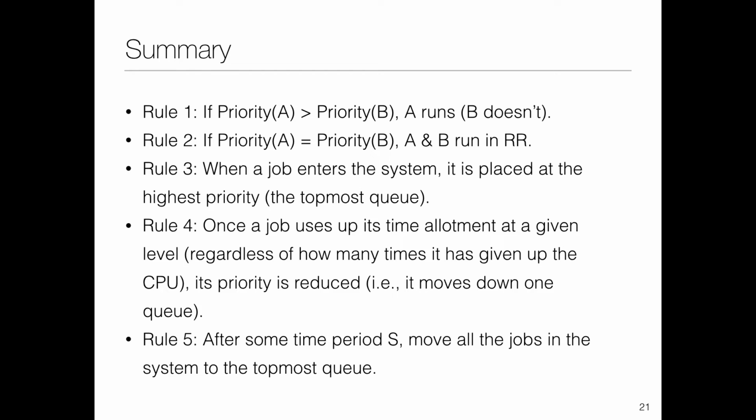So there are these 5 rules in summary, which we should again have a look at before we solve some practice questions. The first rule: if the priority of A is greater than B, that is, A is on a higher queue compared to B, then A will run and B doesn't run. If A and B are in the same queue, they have the same priority, then A and B will run in round robin. And as a matter of convention, in round robin we'll run the process with the lower process ID first.